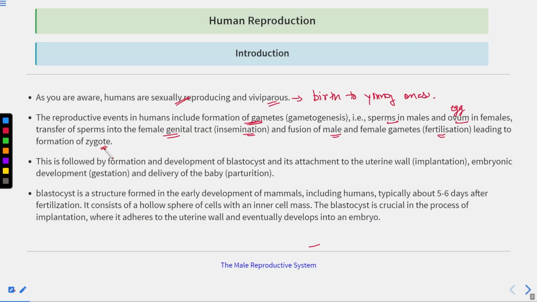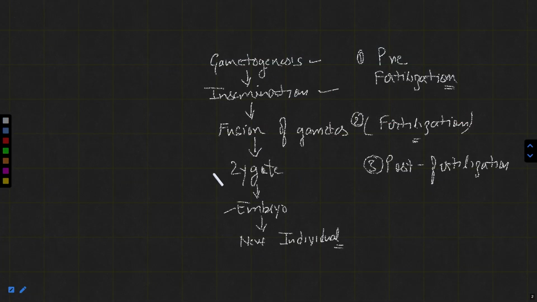So we were talking about the zygote. Now, this is followed by the formation and development of the blastocyst. So after the zygote, a blastocyst is formed. I've told you that after the zygote, the embryo is formed. So before the embryo, there is one stage known as the blastocyst.